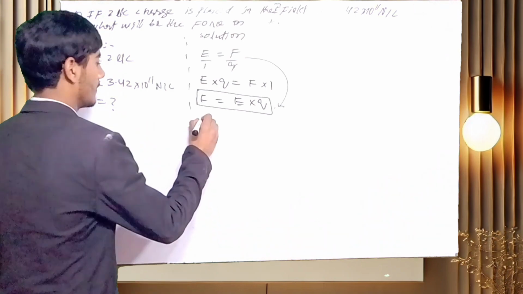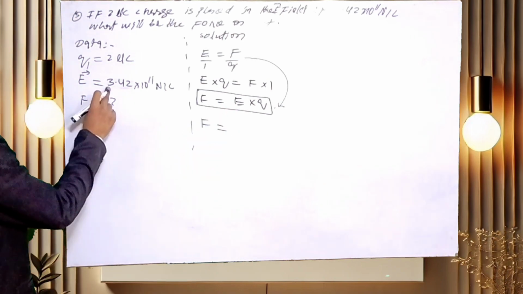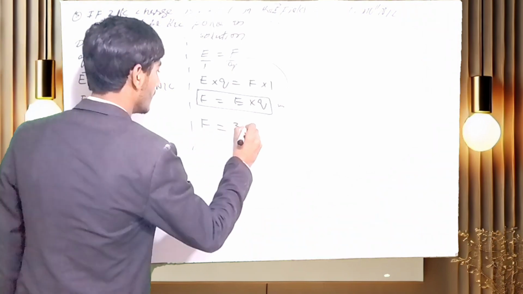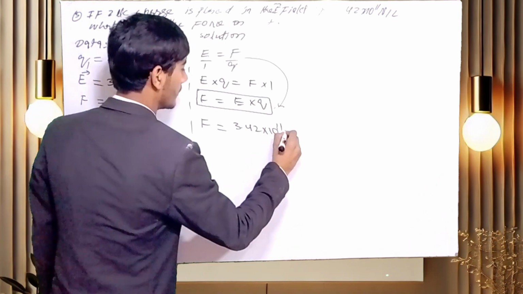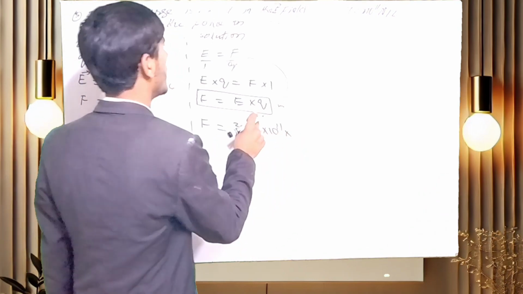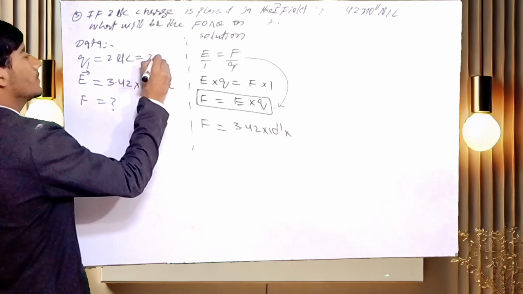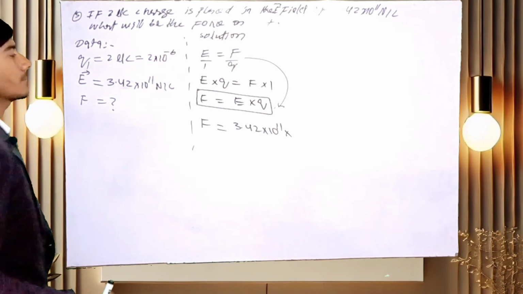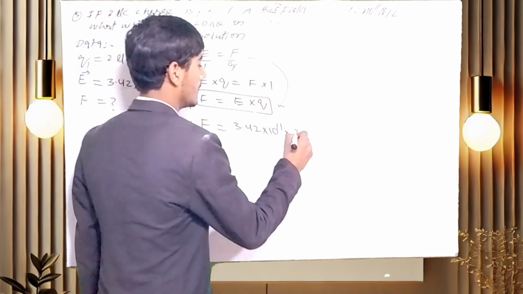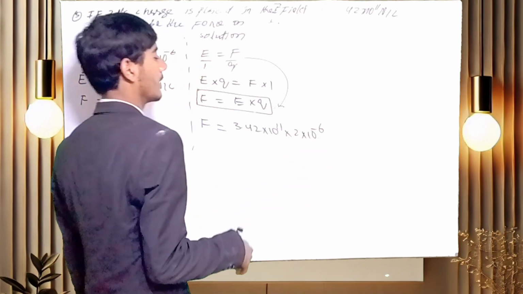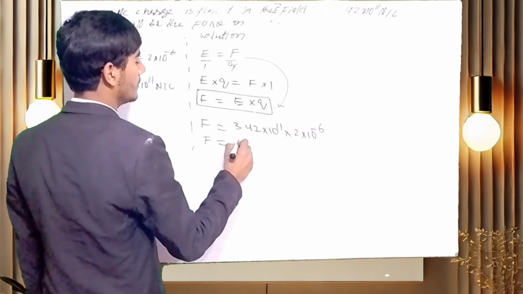So let's use it. Force is equal to, what is the electric field? Electric field is equal to 3.42 into 10 power 11, multiplied by the charge. What is the charge? Charge is equal to 2 microcoulomb, 2 into 10 power minus 6, because micro is 10 power minus 6. It is very simple. F is equal to 3 multiplied by 2, 6.